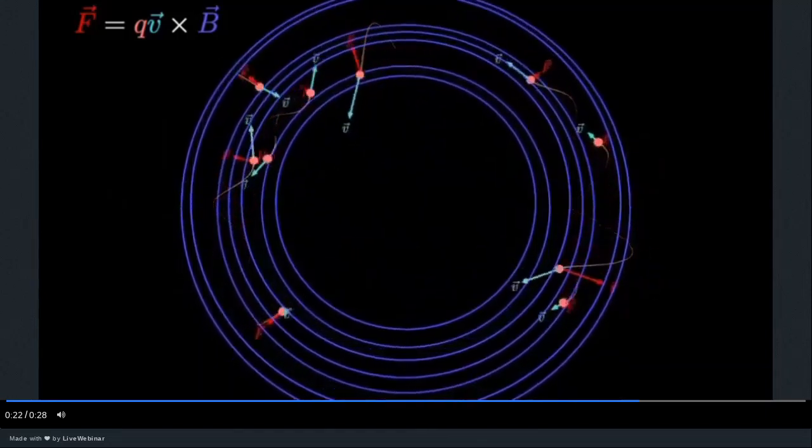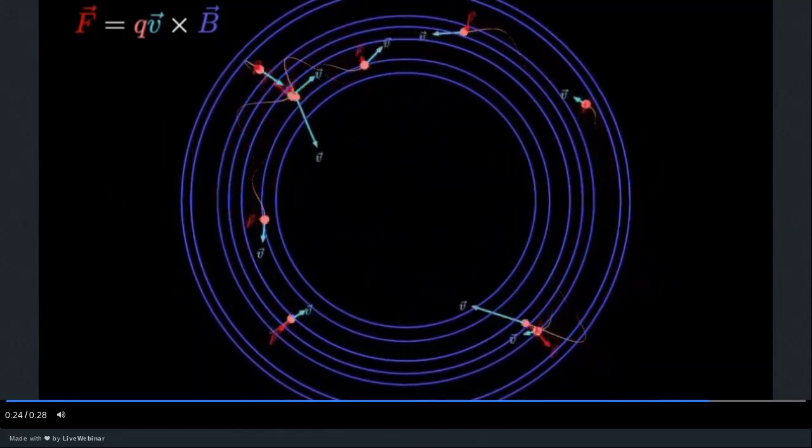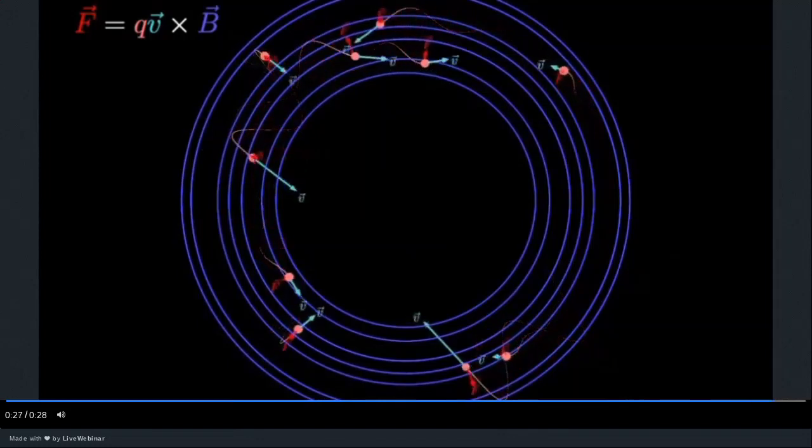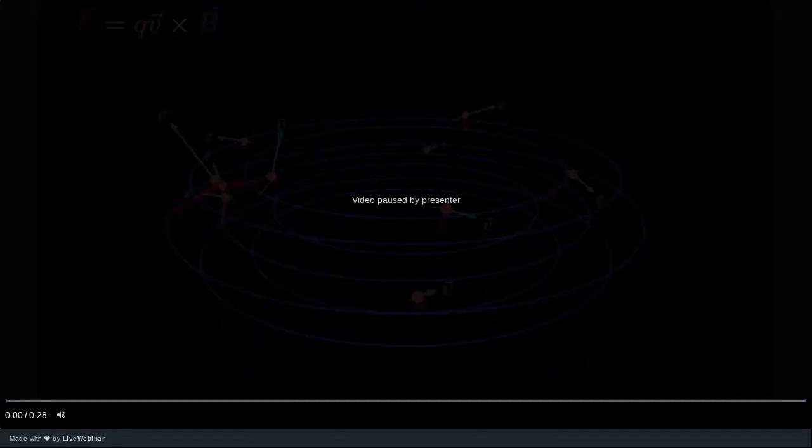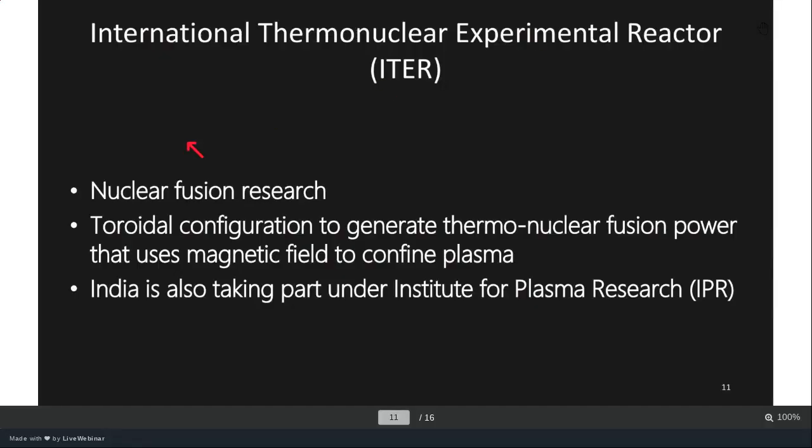So to produce hot plasma efficiently in any reasonable length of the system, magnetic mirrors are arranged in an end-to-end circle. And this toroidal configuration allows control of plasma and is used in ITER. It uses this configuration to generate thermonuclear fusion power that uses magnetic field to confine plasma. And India is also taking a project under the Institute for Plasma Research, IPR, in Gujarat.